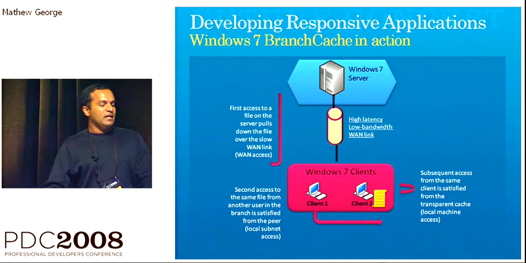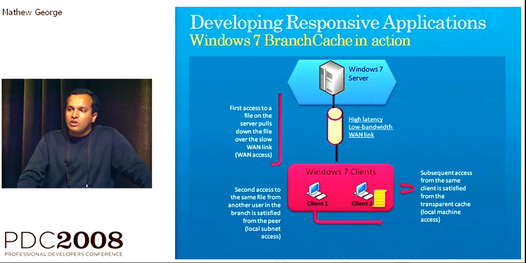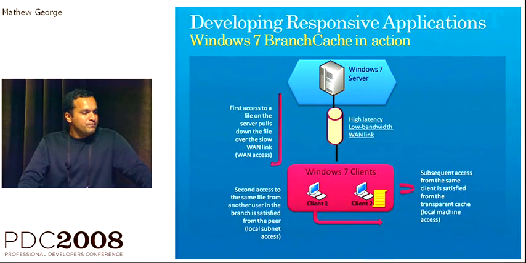And we expect this to be hugely beneficial for a lot of branch office scenarios. This does not require any programmatic intervention. You just need to configure this via group policy or some other setting. So you get this for free.